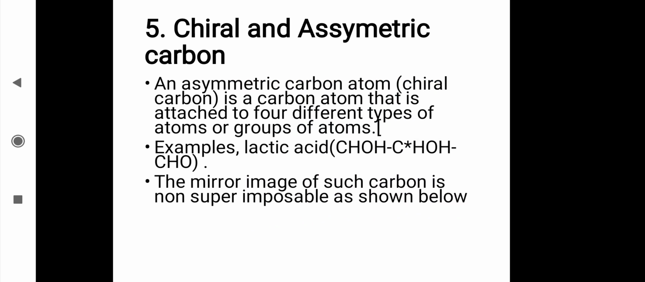So next is chiral and asymmetric carbon. An asymmetric carbon, or chiral carbon, is a carbon atom that is attached to four different types of atoms or groups of atoms. Example: lactic acid. Lactic acid has the CH group, the OH group, the alcohol group also, and the carboxylic group also. So the mirror image of such carbon is non-superimposable, as shown in the next slide.